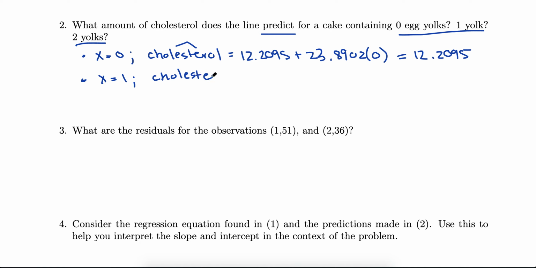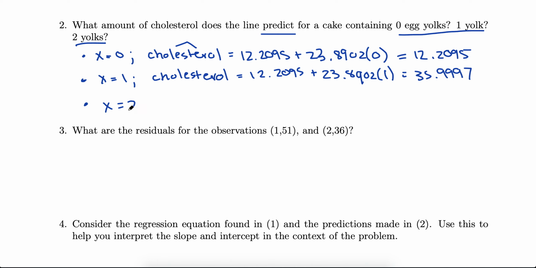Okay, similarly, we can make a prediction for 1 egg yolk in the recipe. The only thing that changes is we're going to plug in 1 for our x value of interest. And if we do that, we should get something like 35.9997. And then the last one, you see where this is going. If you want to pause and try it on your own, go for it.